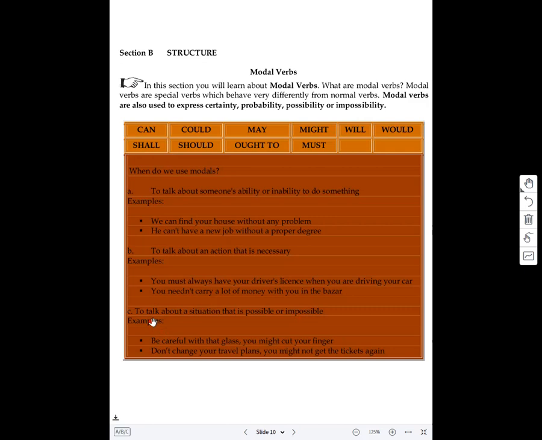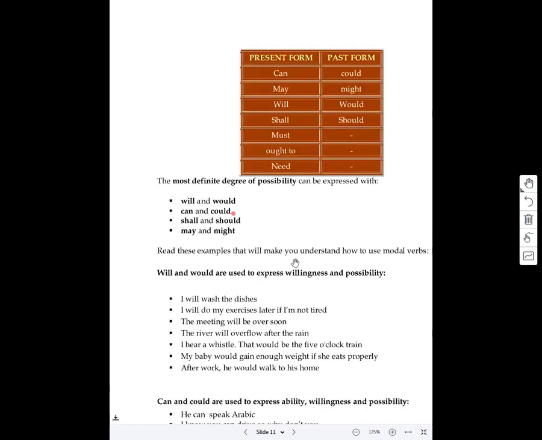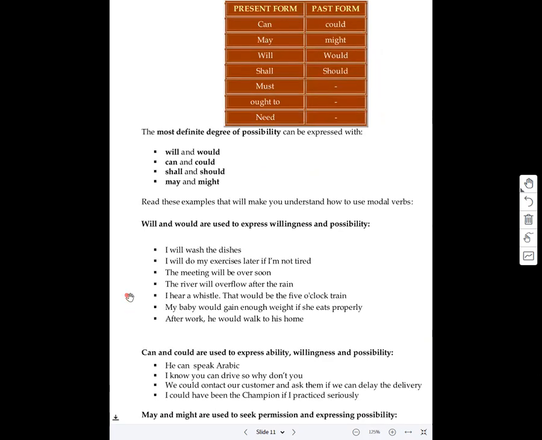The third one they have given is to talk about a situation that is possible or impossible. Be careful with that glass. You might cut your finger, right? So present forms and past forms, I have also talked about single and double forms with you. You can have a look at that. The most definite degree of possibility can be expressed with will and would, can and could, shall and should, may and might.